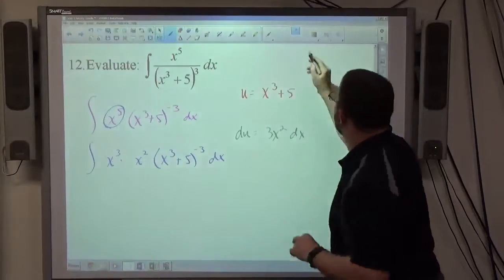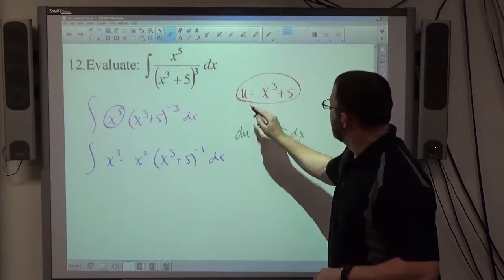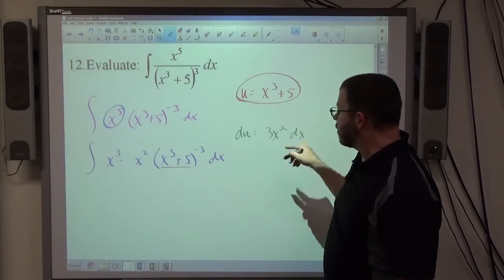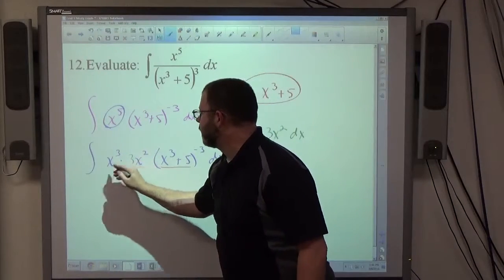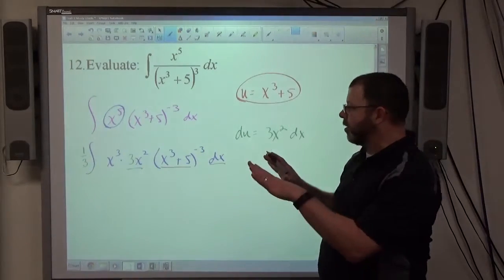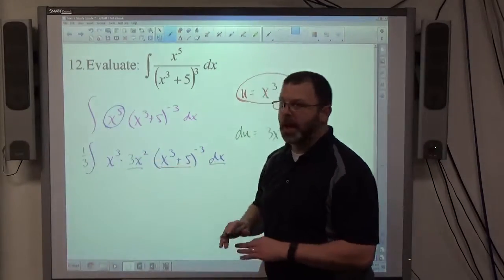So looking at what we have, u is x cubed plus 5. There's u. du is 3x squared dx. If I put a 3 here and a 1/3 out there, 3x squared dx is du. So all that's good, but I got this x cubed hanging out here.